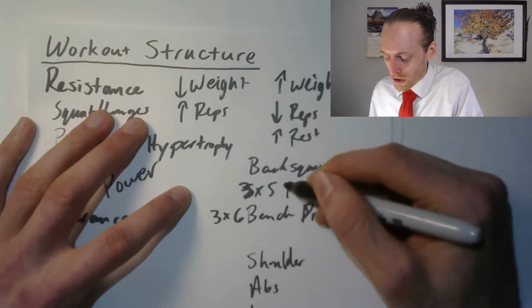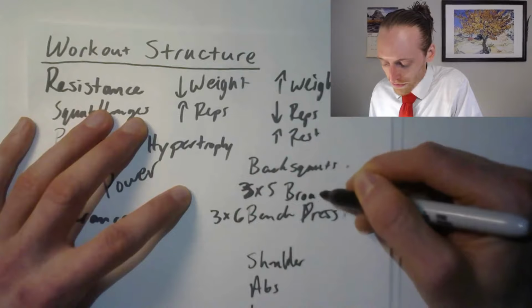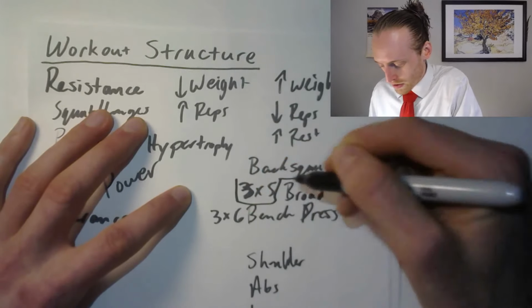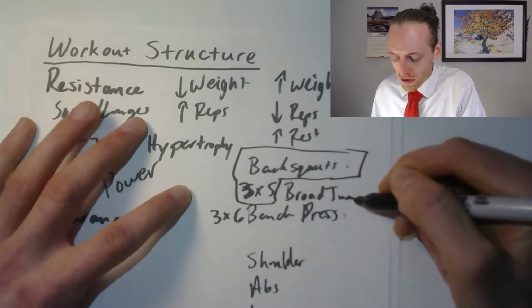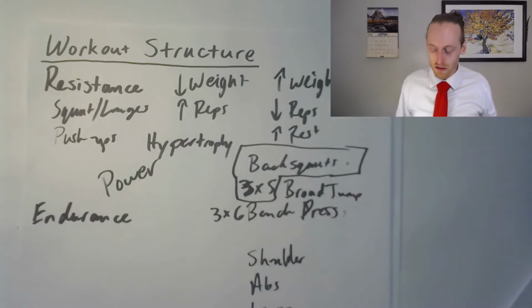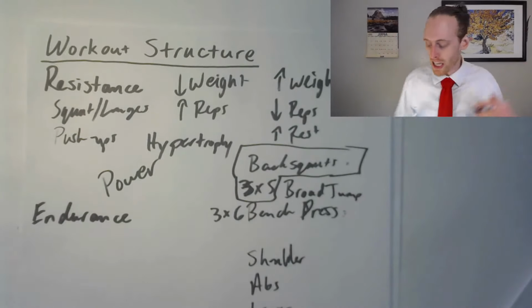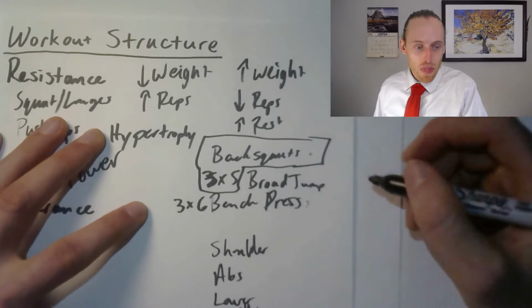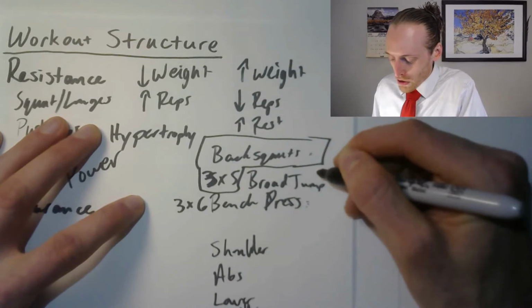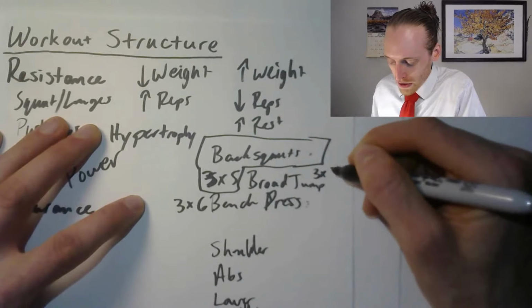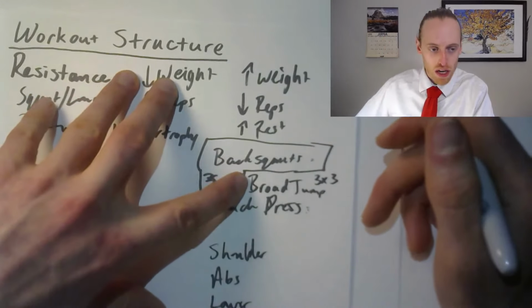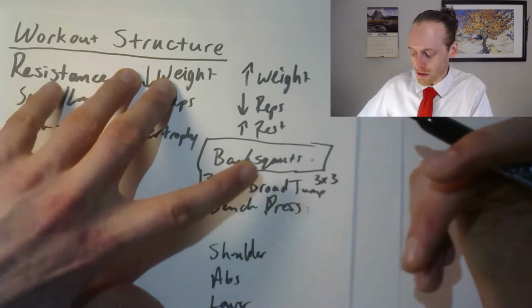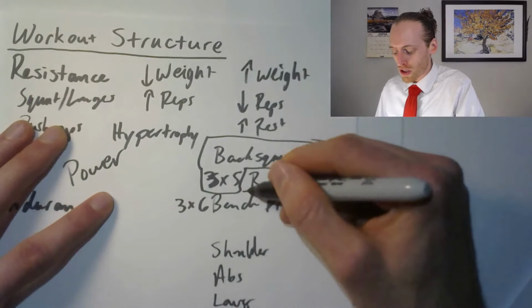So if you threw some broad jumps in here, so this is a back squat, and then you threw some broad jumps in. This is where you're just standing, feet flat on the floor, and then you jump as far as you can. Maybe do 3 by 3 of these following your back squats. So you lift heavy, take a low rest, do some broad jumps. Rest, back to back squat, rest, back to broad jumps. This is going to really improve your power.